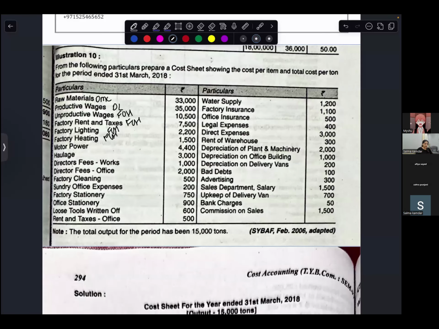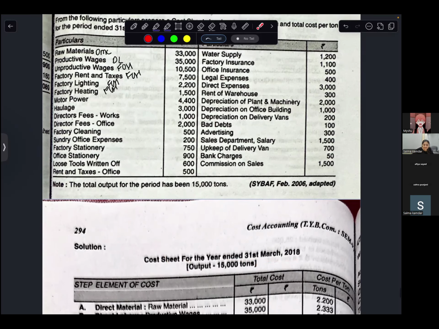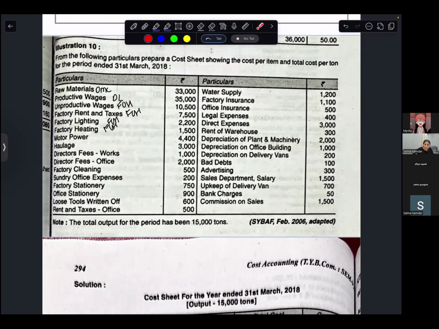So we are doing this question number 10, which is of SY BAF. But it is to make the cost sheet. So the cost sheet always starts with cost sheet for the year ended. Below that, if you're given about the units, you will write the units over here. Okay? Then you will see the question. They want you to prepare cost sheet to find the cost per item and the total cost. That means how many columns you need? Okay. 2 columns. One for the total and one is for the cost per unit.